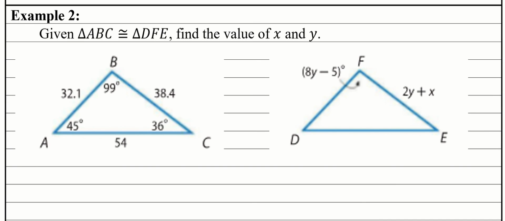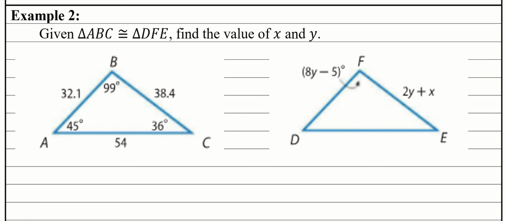Okay, example 2 here. Again, you can take a sec and pause your video if you'd like to draw these out. But we're given that triangle ABC is congruent to triangle DFE. So again, notice we're not just going in alphabetical order when we name these. We're being specific about which points are corresponding. And we want to use this to find the value of X and the value of Y.